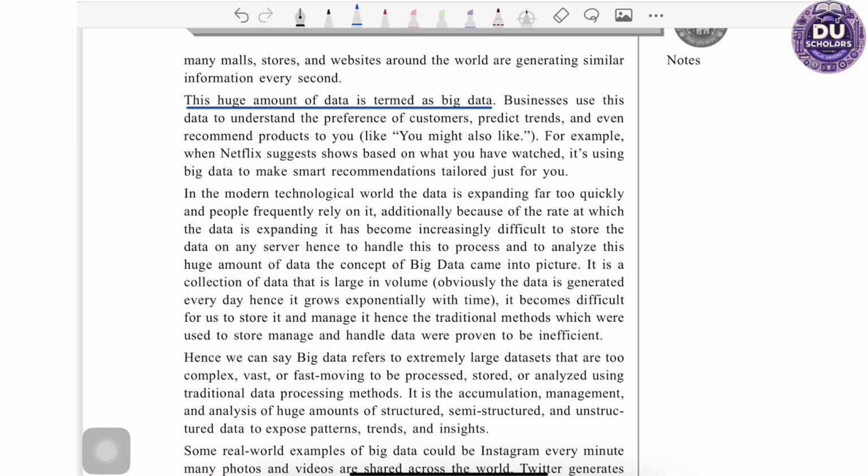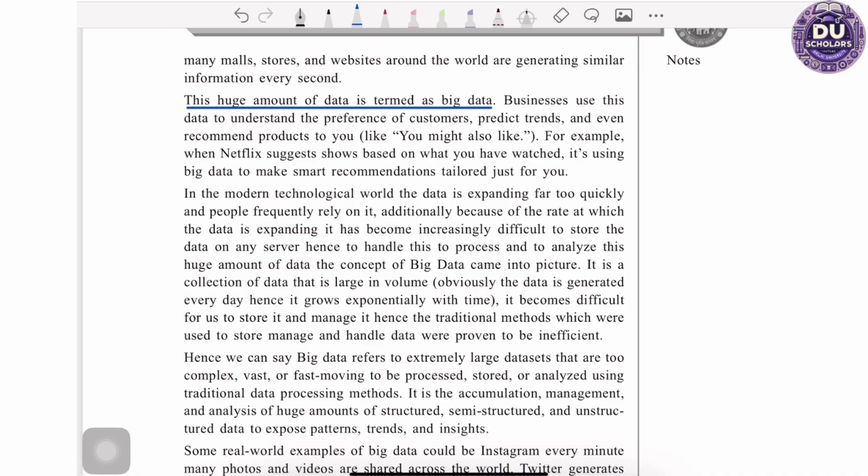Businesses use this type of data to understand customer preferences, predict trends, or even recommend products to you, like "you might also like" or "this can be paired with" on Myntra, Amazon, H&M and other websites. If you are looking at some product and scroll down, you will see "people also bought with these things." For example, if you are looking for a shirt, they will recommend that people also bought a pair of pants, a pair of shoes, or maybe these earrings, or maybe these belts or something like that, right?